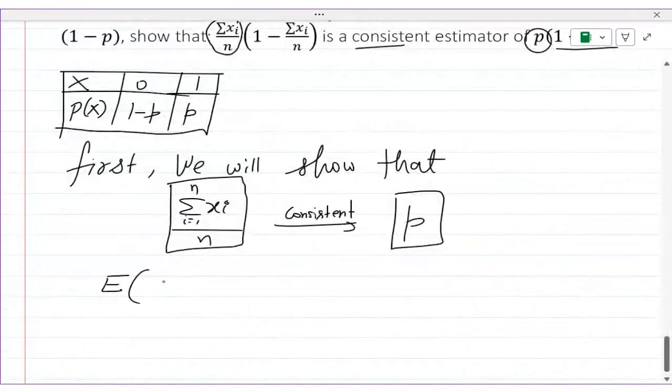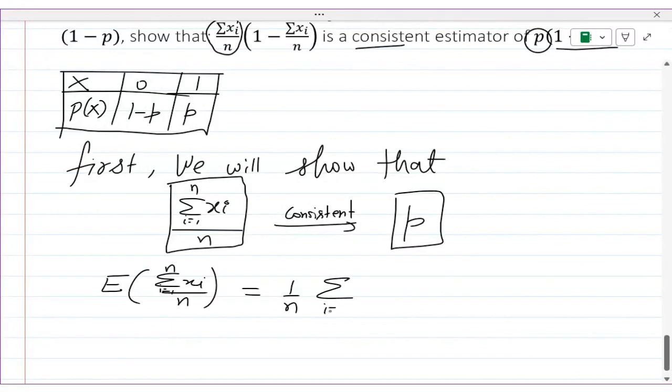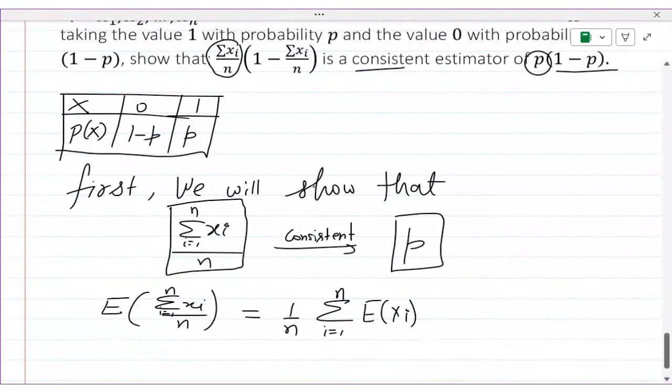The sum of xi divided by n, i varying from 1 to n. So 1 by n is a constant, and we have the sum, i varying from 1 to n, of the expectation of xi. So students, what is the expected value of xi? If xi is a Bernoulli random variable, then what will be the expected value of xi?